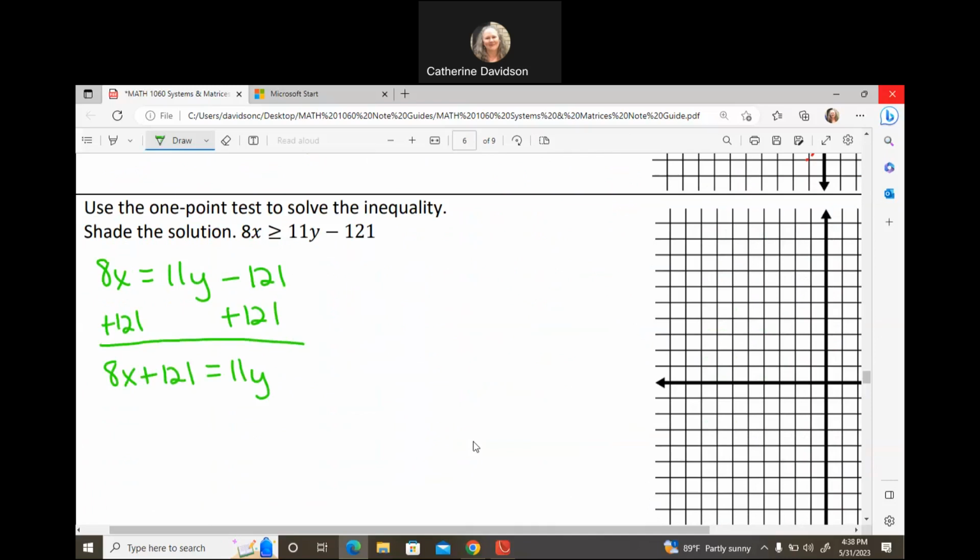All right, and then from there, I'm going to divide everything by 11 to get y by itself. 121 divided by 11 is 11, and that's equal to y. That's the same as this.